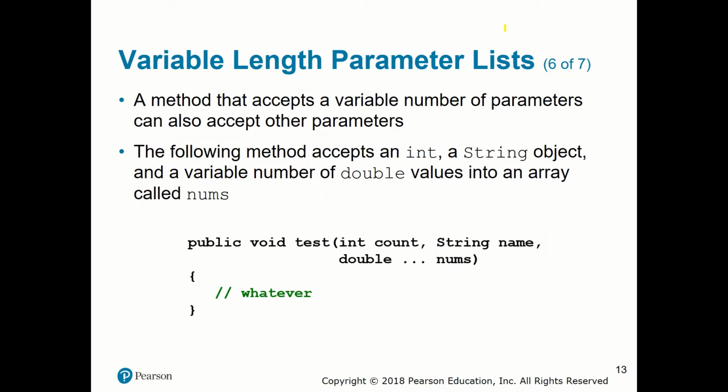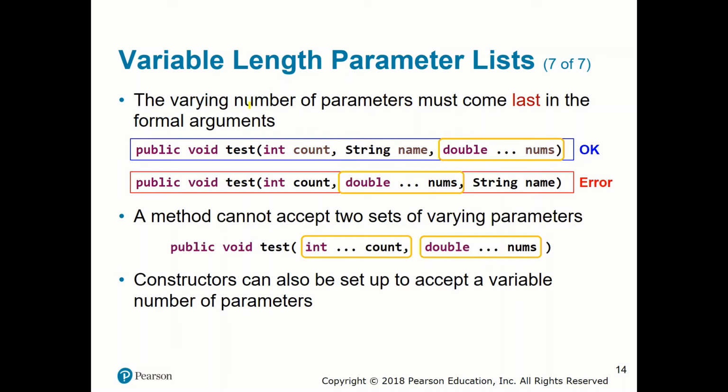A method that accepts a variable number of parameters can also accept other parameters. For example, the following method accepts an int, a String object, and a variable number of double values into an array called nums. See, the test method has one integer parameter, one String object, and a variable number of double values like this. When you do this, you must be careful. I will explain about that.